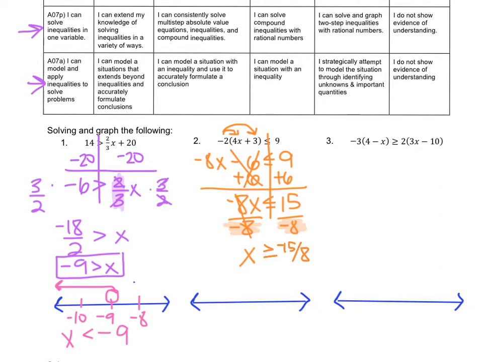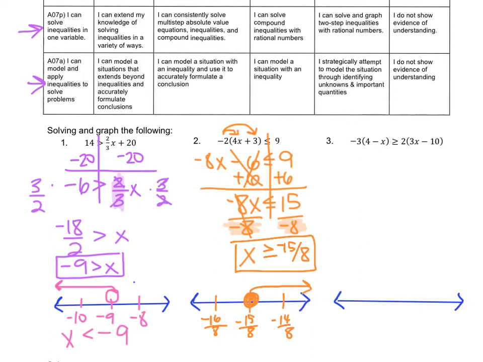If you change it to a decimal, that's completely fine. But here is my answer. And when I graph, negative 15/8, negative 16/8, which is negative 2, negative 14/8, we have a closed circle. X is greater, so we're going to go up that number line.